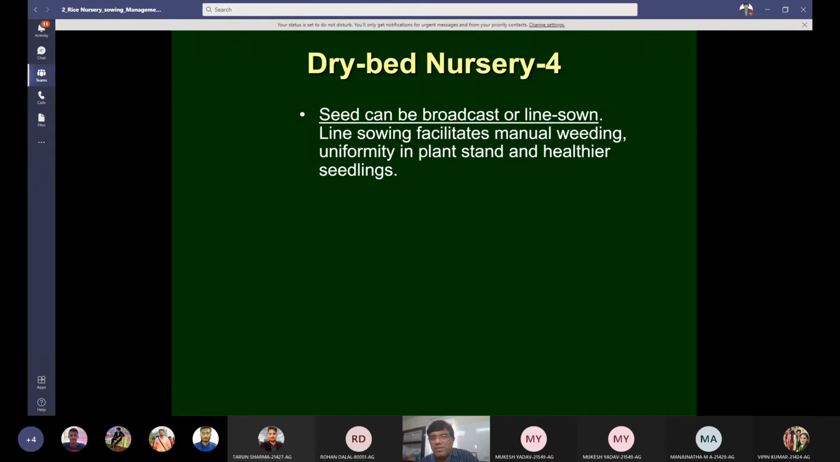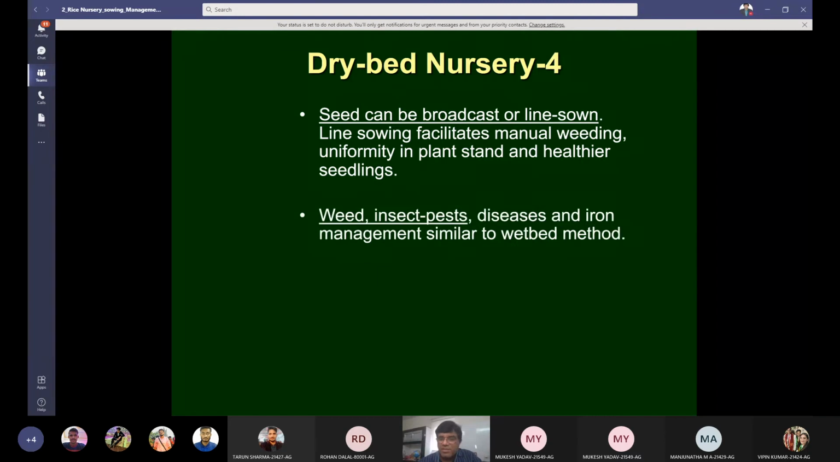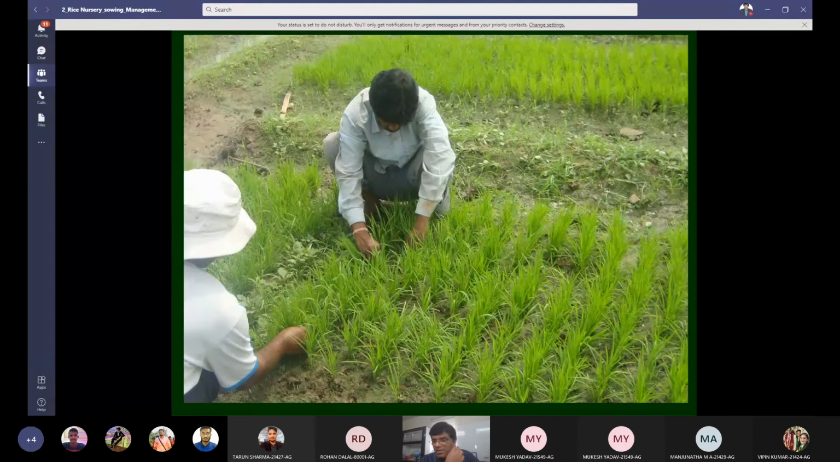So in the dry bed nursery, broadcasting should be avoided. Line sowing should be done as far as possible because it helps in better germination, better placing of the seed at the right depth, and control of weeds by manual methods becomes easier. Weed, insect pest, disease, and iron management are similar to the wet bed method. This is how you can see the people doing weeding in the dry nursery. This is a dry nursery of rice. Seedlings are almost ready for transplanting.